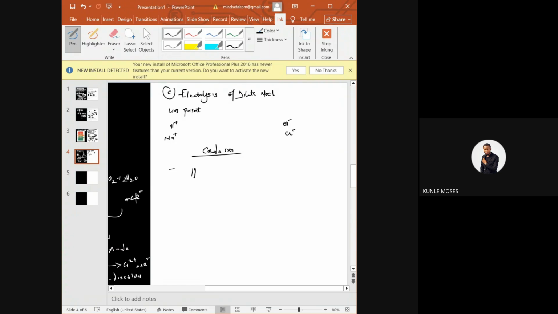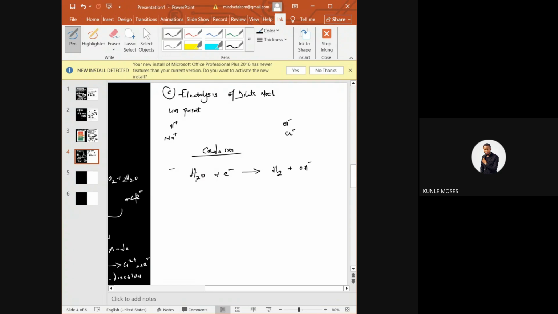So that means water itself will be reduced. So that means H2O plus e minus to be reduced to form what? If water is reduced, it will form hydrogen and hydroxide ion. So how do we balance this?